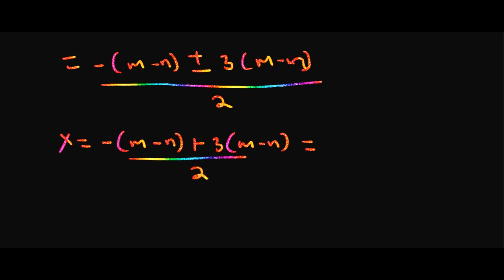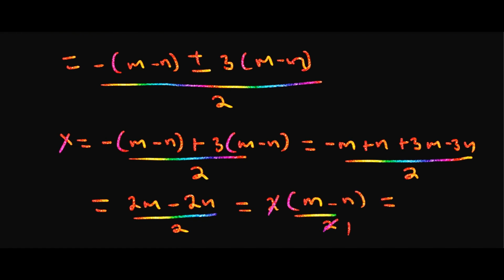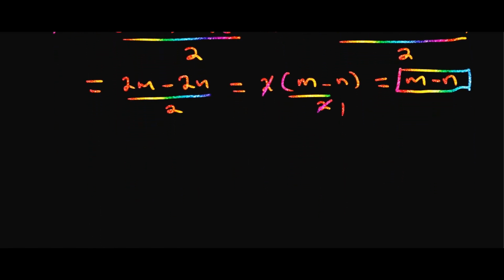So if we simplify this by opening up the brackets, we're going to have -m + n + 3m - 3n all over 2. So that is going to be, we take -m + 3m, that is 2m. Then we have n - 3n, that is -2n, and that is over 2. So we see there's a common factor in the numerator, so we bring it out so that we have 2(m - n) over 2. 2 goes here once, 2 goes here once, so that x is m - n as the first value of x. And then we can get the other value of x by considering the negative sign.